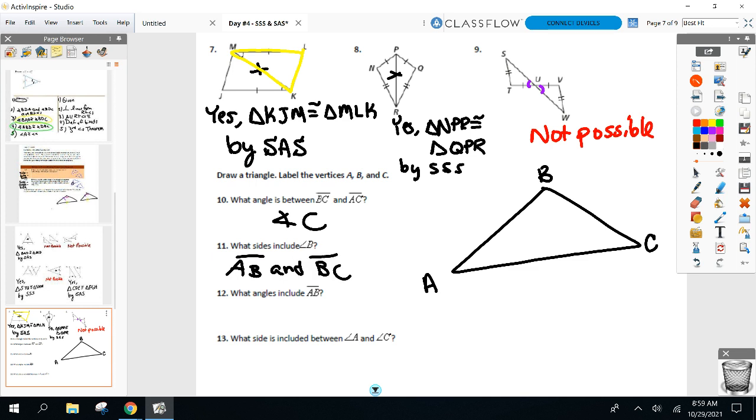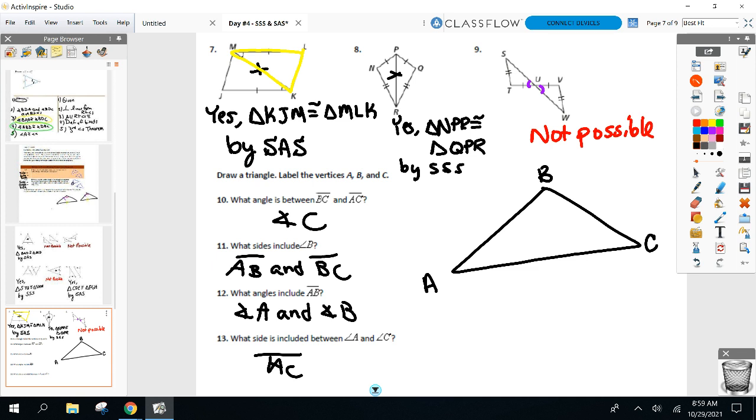How about the angles that include AB? What two angles include AB? Angle A and angle B. I'll just do one letter. Again, the purpose of these four questions is making sure you understand what in between means. And then what side is included between A and C? There we go, AC.